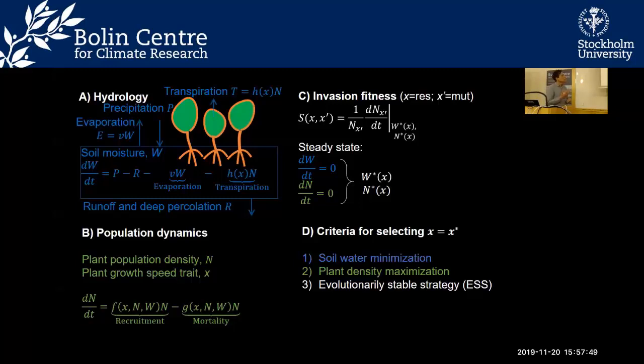And what we get out of this is three strategies. One is minimizing soil water, and one is maximizing plant density. And then we have the ESS, which is the evolutionary stable strategy, which is a strategy that cannot be invaded by any other strategy.